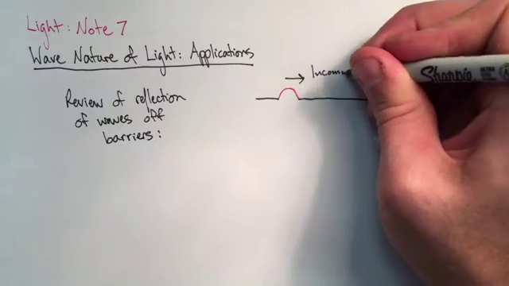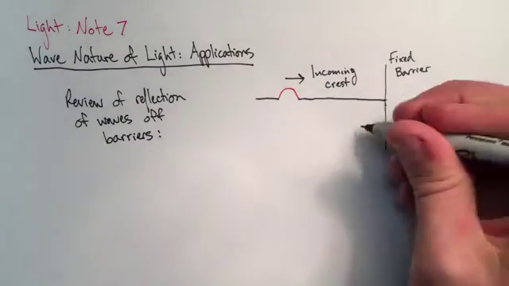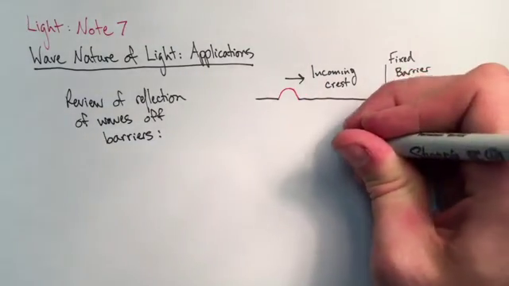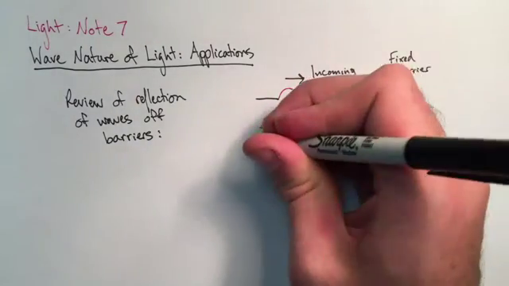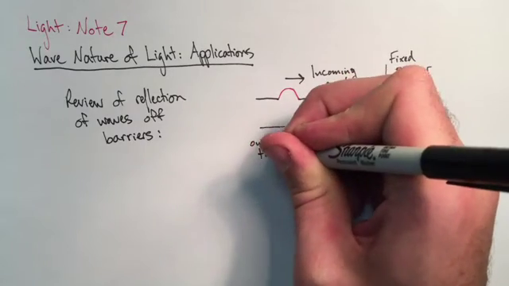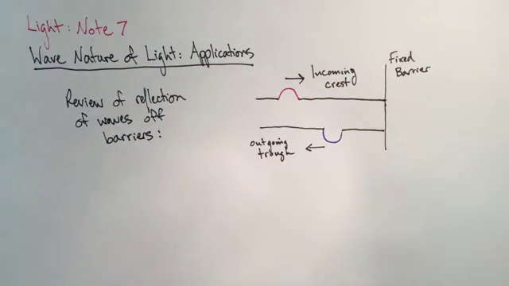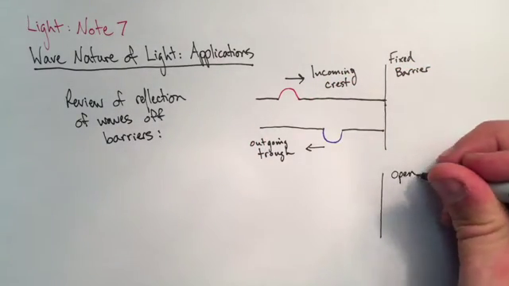Let's remember that if we have a fixed barrier and we have an incoming crest, that crest is going to hit the barrier and be reflected as a trough. So we're going to get a phase change here. That crest is going to change its phase into a trough and be reflected.